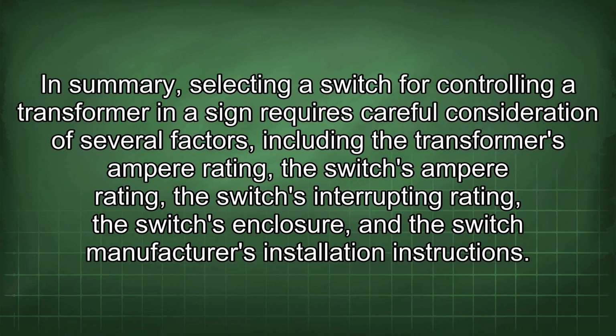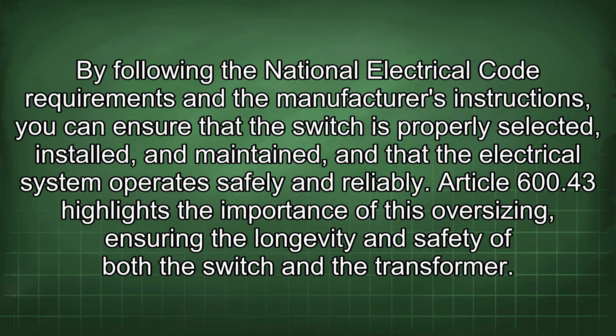In summary, selecting a switch for controlling a transformer in a sign requires careful consideration of several factors, including the transformer's ampere rating, the switch's ampere rating, the switch's interrupting rating, the switch's enclosure, and the switch manufacturer's installation instructions. By following the National Electrical Code requirements and the manufacturer's instructions, you can ensure that the switch is properly selected, installed, and maintained, and that the electrical system operates safely and reliably. Article 600.43 highlights the importance of this oversizing, ensuring the longevity and safety of both the switch and the transformer.